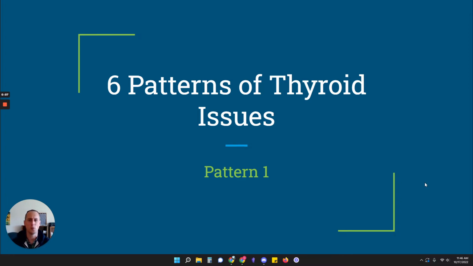Thyroid is by far one of the most common things I see in my office. Hashimoto's being probably the most common of the thyroid issues, which makes sense since it's the most common thyroid problem that is out there that we're dealing with.